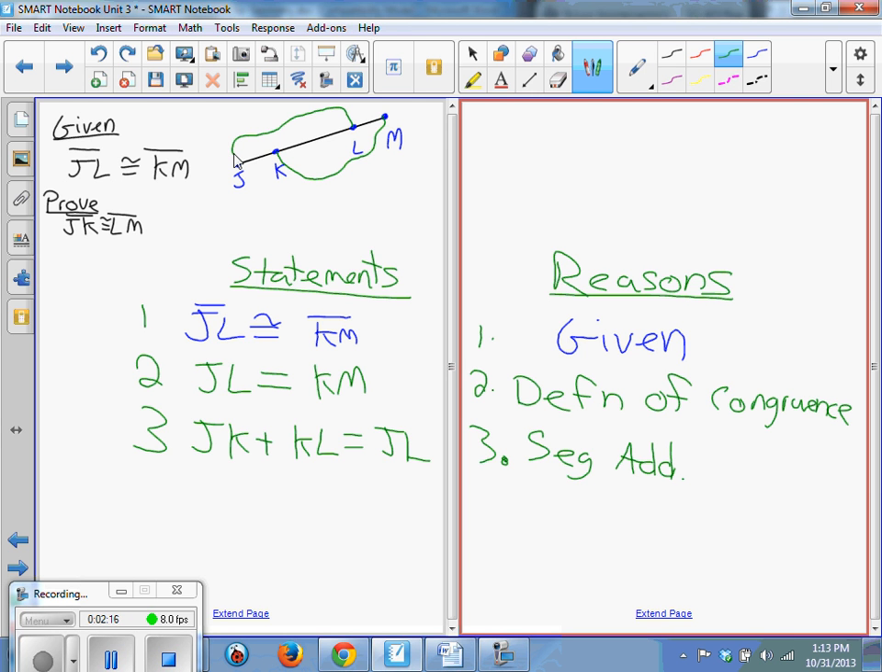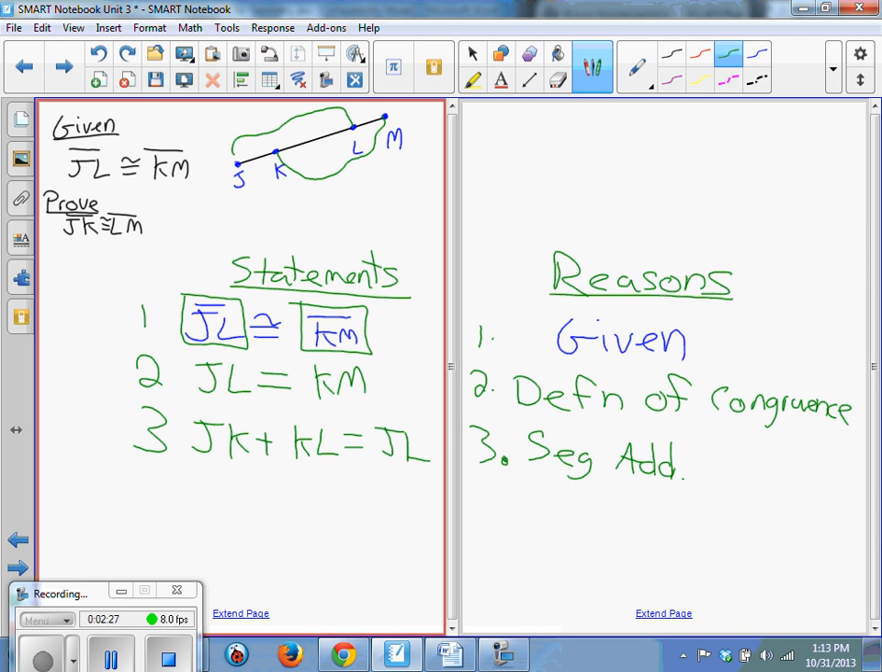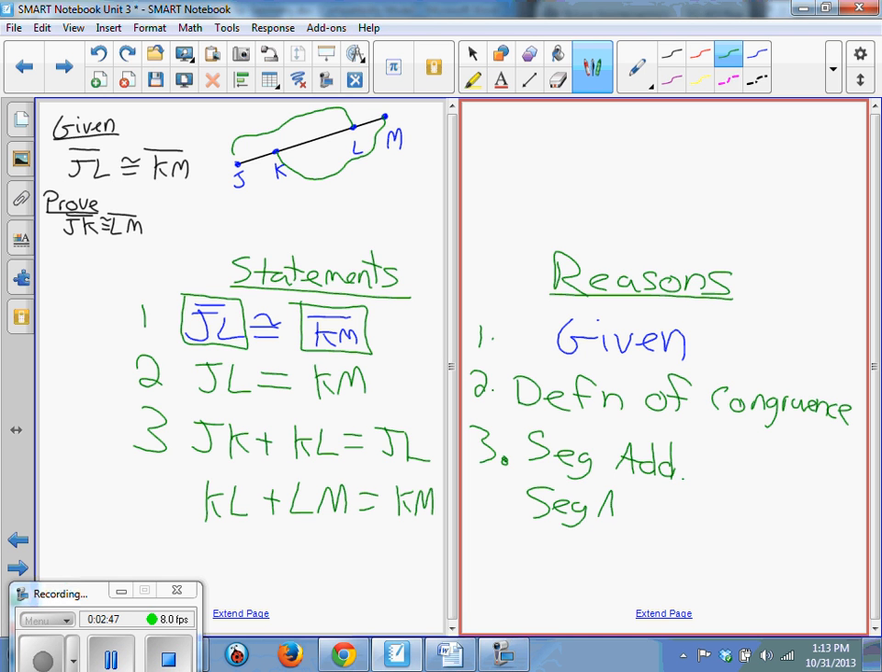We're going to do the same exact thing for the other line segment, KM. So we've already used this JL here. Now we're going to build one for KM. So KM is made up of the length of line segment KL plus the length of line segment LM equals the length of line segment KM. All right, the same reason for that one is segment addition.